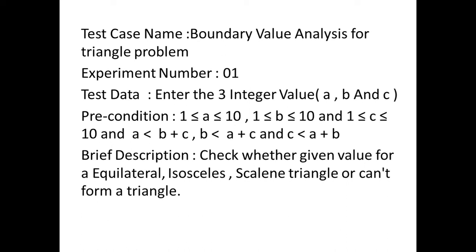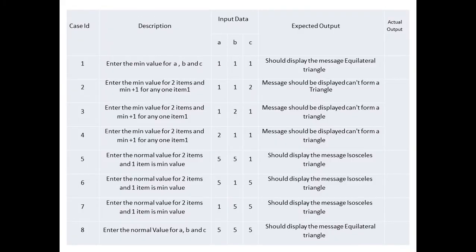Next comes the description about the test cases. So what you are doing, for what you are checking. So check whether given value for a triangle is equilateral, isosceles, scalene triangle or can't form a triangle. So you are checking for these four outputs. Now here we have our test cases.